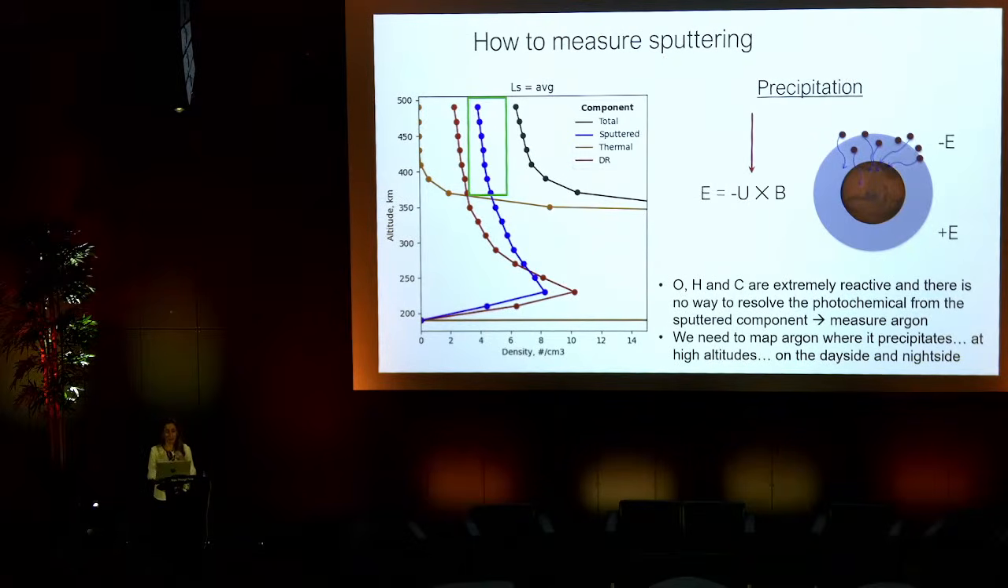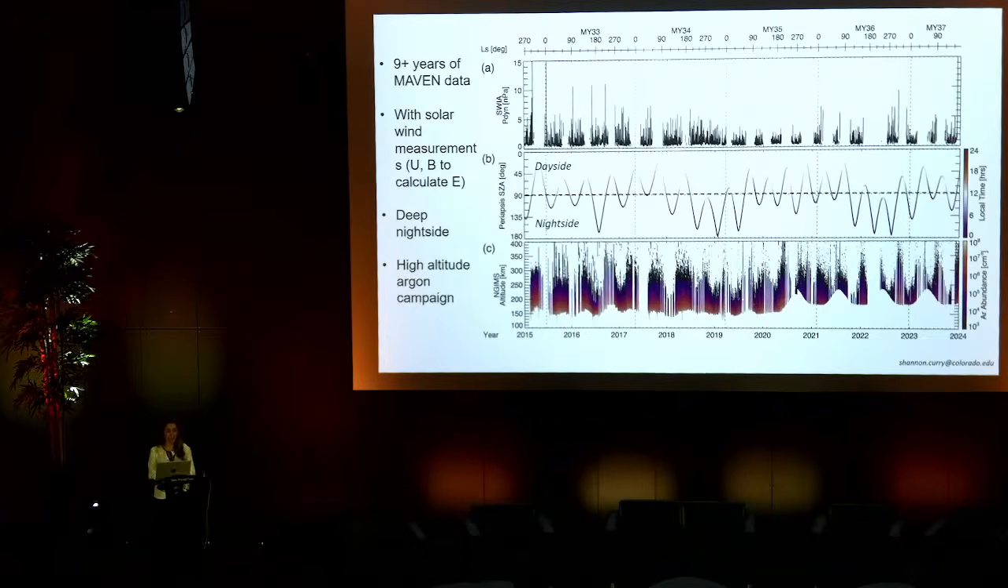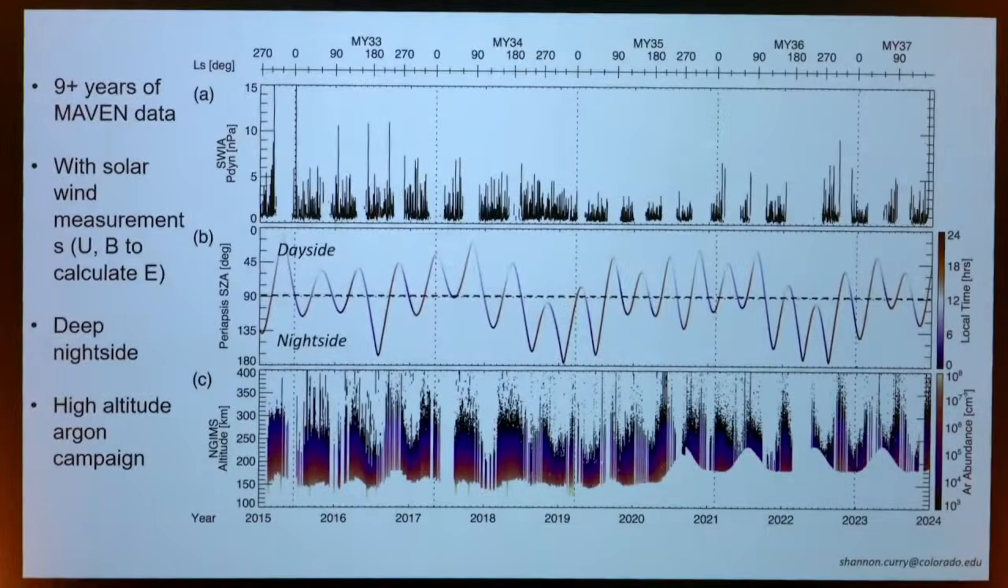So we need argon, we need it at high altitudes, and we need it on the night side. Okay, so this is what we did. It took 9 years of data. That top panel is the solar wind. We have to measure that so we know where all the precipitation is happening. That middle panel is the spacecraft, day side or night side.